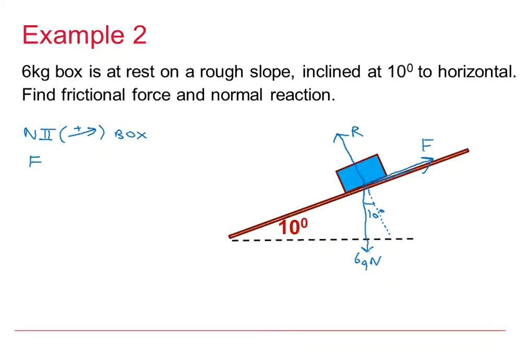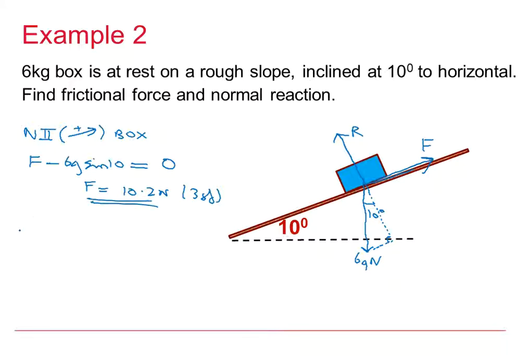However, 6G, if we draw a little triangle on here, this side of the triangle, which is parallel to the slope, is going to be 6G sine 10 degrees, and that would be acting down the hill. So that's a negative component, and that total force parallel to the slope must be 0 because the block is at rest. And if I solve this for F, I get F equals 10.2 newtons to 3 significant figures.